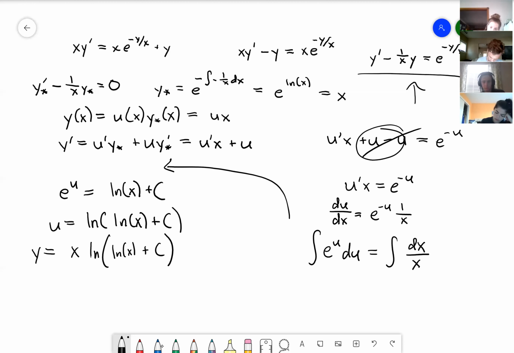So this was just an example of variation of parameters. This illustrates a very important principle in doing math, and that is when you don't know what to do, just try something reasonable and see if it works.